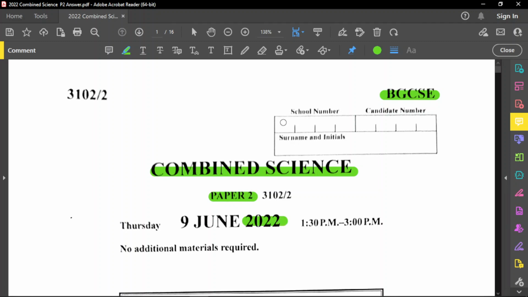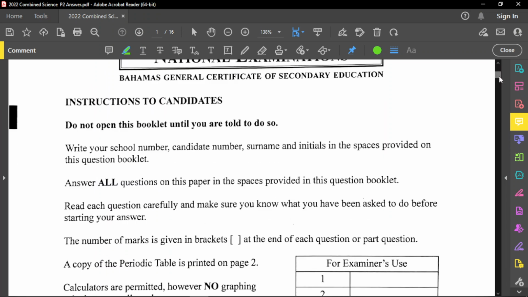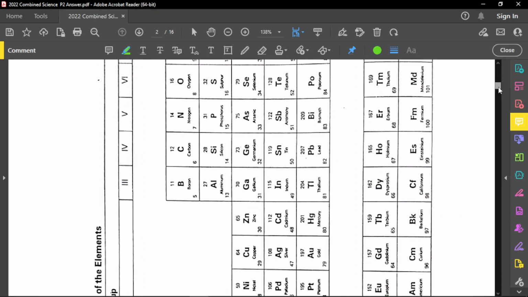Please remember, before you start the examination, always write the school number, your candidate number, your surname, and also your initials. Please remember to read through the instructions carefully before the examination begins. And if you should have any questions or queries, please clarify those with the examiner. They will also provide you with a periodic table to assist you with the chemistry questions.